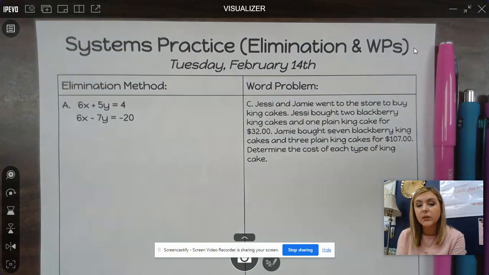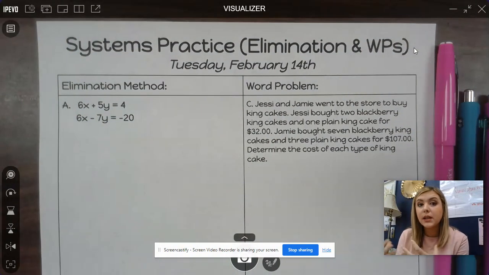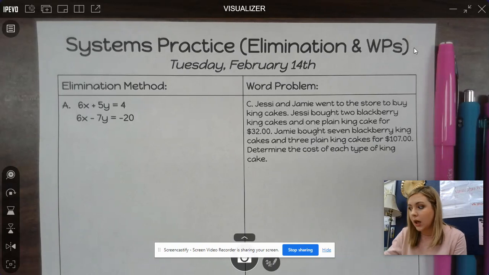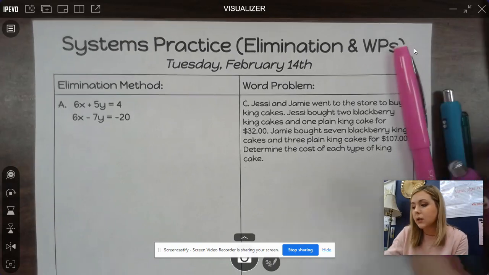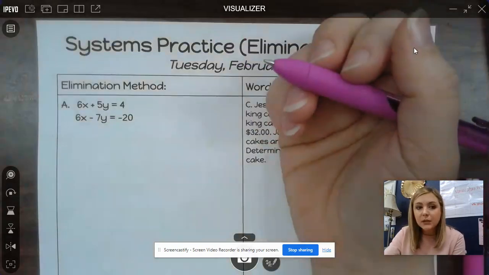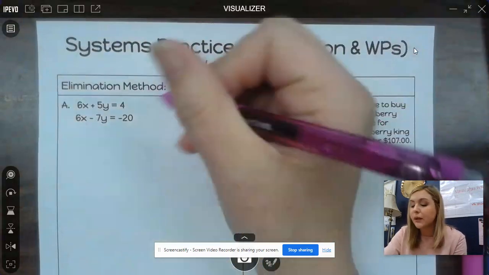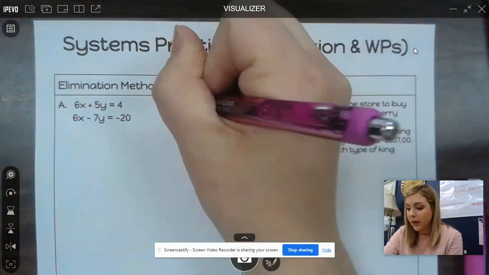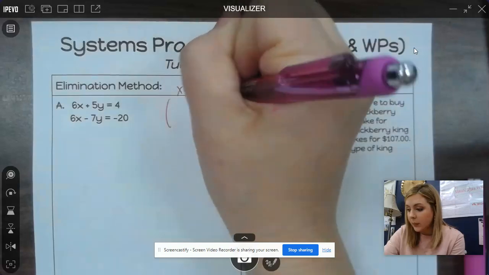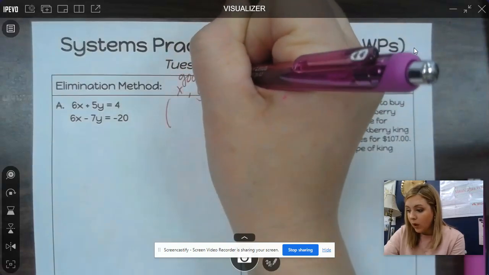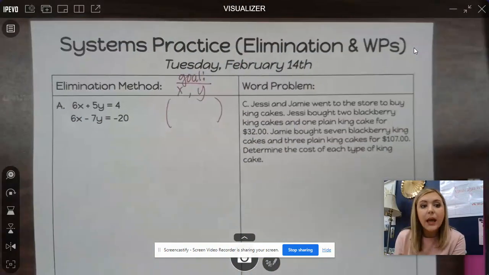So just like all the videos, please feel free to pause and make sure you're writing all the steps. This is not the kind of stuff that we want to skip steps on. So just like any other systems problem, the first thing I'm going to focus on is knowing that my answer is going to be an ordered pair. So I'm going to have an XY ordered pair. That is my goal of the problem here, okay?